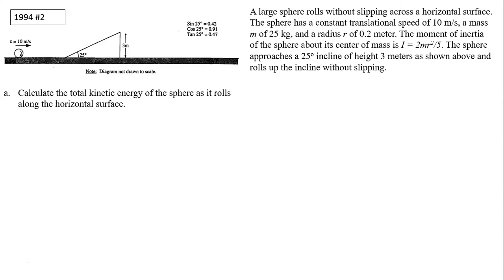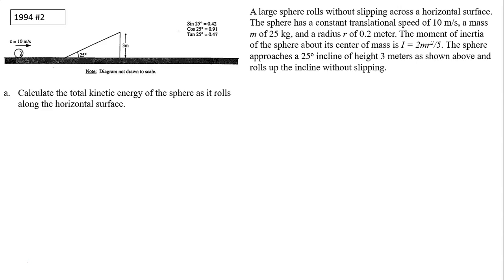So a large sphere rolls without slipping across a horizontal surface. The sphere has a constant translational speed of 10 meters per second, a mass m of 25 kilograms, and a radius r of 0.2 meter. The moment of inertia of the sphere about its center of mass is I equals 2/5 mr squared. The sphere approaches the 25 degree incline of height 3 meters as shown, and rolls up the incline without slipping.